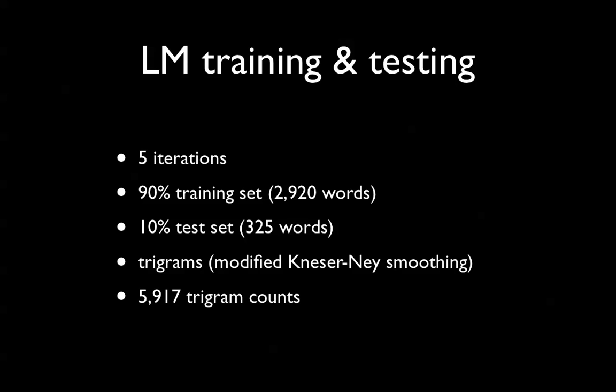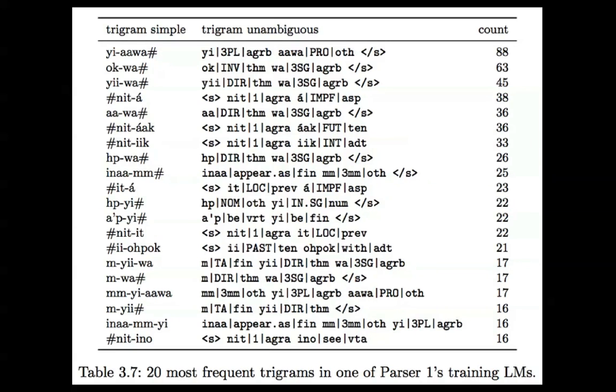I randomly divided the gold standard analyzed words into a 3,000 word training set and a 300 word test set. I used trigrams with a particular widely used smoothing algorithm. The models were trained on corpora that contain only about 6,000 trigrams, which is quite a small number as far as language model estimation is concerned, but I had to work with what was available. This slide shows the 20 most frequent trigrams in one of the corpora used to train the language model. Most of these are agreement morphemes at word boundaries.